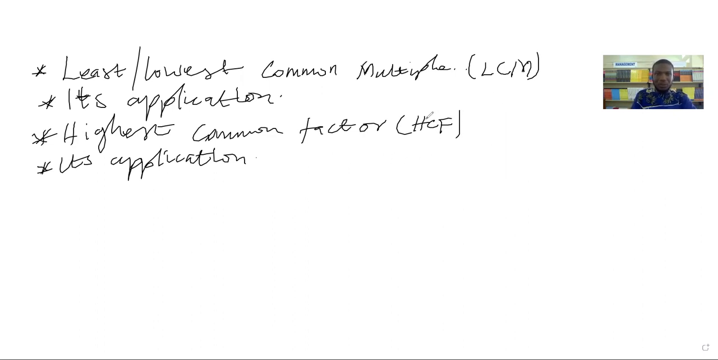Let's take that one immediately. L.C.M, what is it? L.C.M is the lowest or the smallest number other than zero that is the common multiple of any two or more given natural numbers.